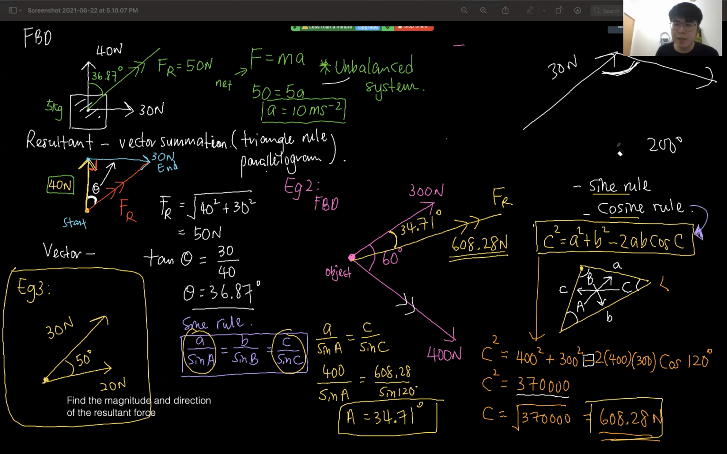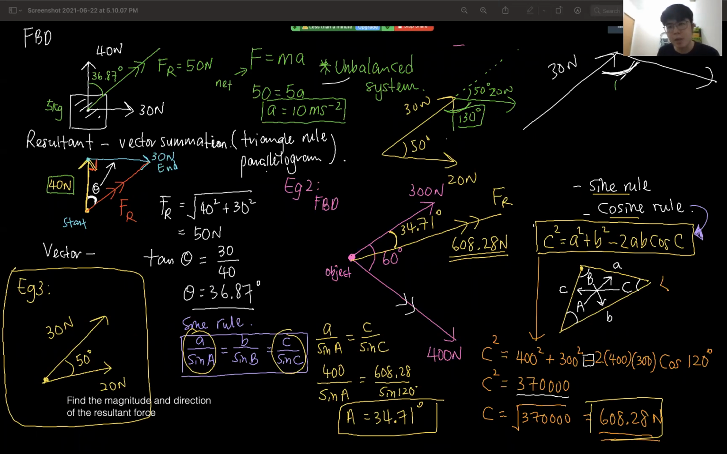Okay, but now we want to find the angle between the 30 Newton and the 20 Newton here. This one is the angle. Okay, then the normal drawing from the question: this is 30. Here is 20. Here is 50, right? So I'm going to draw one line that is parallel to the 20. This is also parallel to the 20, right? And then I extend this line straight. This is 50 angle. And that is how I get 130 here. So I know that the angle between the 30 Newton and the 20 Newton is 130.